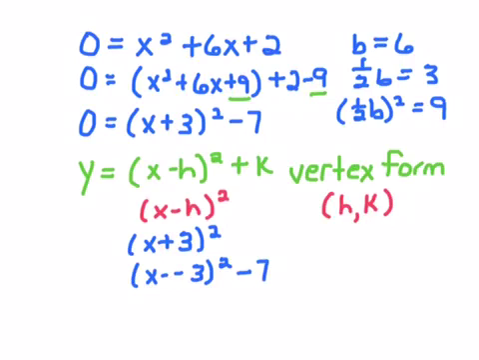Bring that down. And then identifying the vertex is really easy because we have our h value is negative 3 and our k value is negative 7. So you could conclude at this point that your vertex for this one is negative 3, negative 7. That's the vertex of our quadratic, and we can find that now without a calculator because we know how to complete the square.